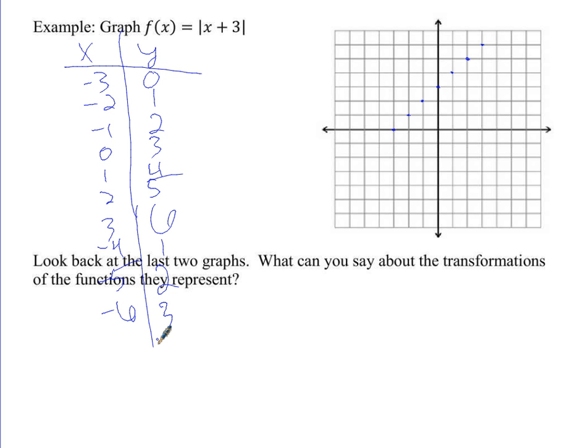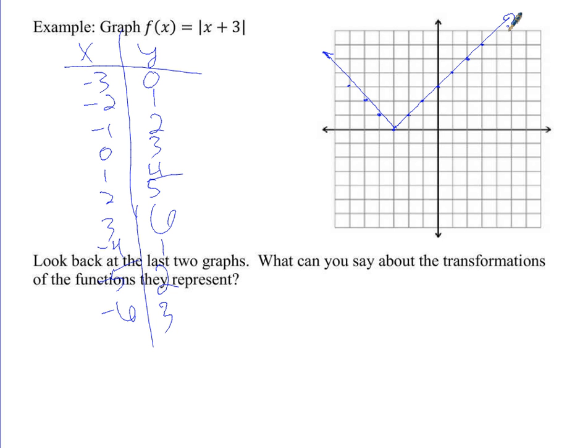So now I can plot those points. There we go. Now I have a V. So I draw in that V. Remember, you need to go all the way through the grid that you're given. So on the left side, I don't have to draw as much as on the right side. That's your graph.